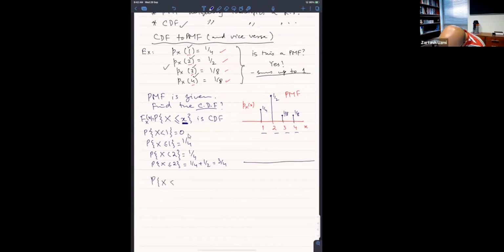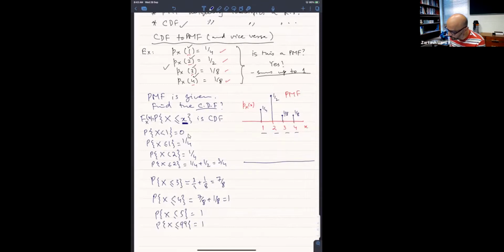Probability x is less than equal to 3 is equal to, उसमें एक और 1/8 ऐड कर दें, plus 1/8 is 7/8. Probability x is less than equal to 4 is equal to एक और 1/8 उसमें ऐड कर दें, which is equal to 1. And then probability x is less than equal to 5, ये भी 1 ही रहेगा. Probability x is less than equal to 99, ये भी 1 ही रहेगा.